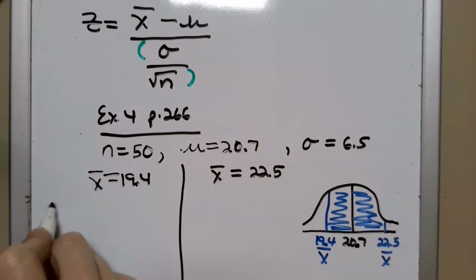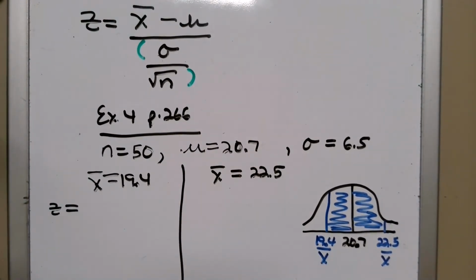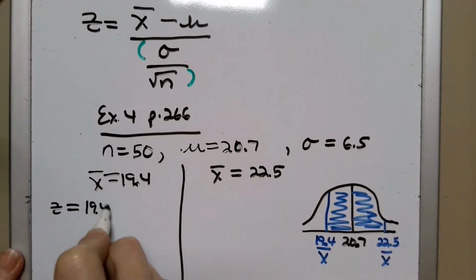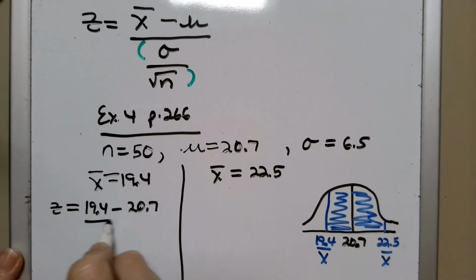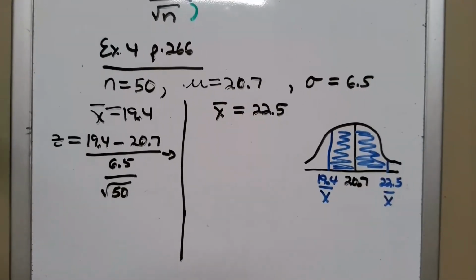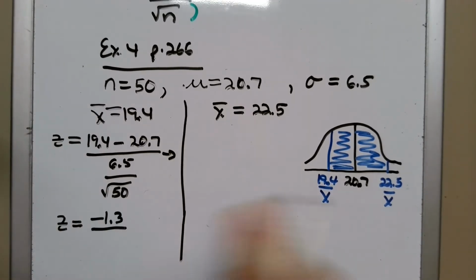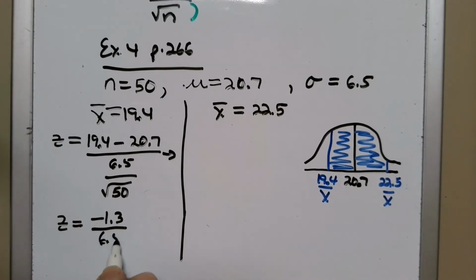So we're going to start with x bar is 19.4. That should have a negative z-score because we're to the left of the mean. So x bar 19.4 minus the population mean mu 20.7 over sigma 6.5 over the square root of the sample size 50. So this again is a complicated calculation that you have to be able to do in your calculator here. So first thing you want to do is subtract 19.4 minus 20.7, which is going to give you negative 1.3, and the z-score is going to be negative, over 6.5 over the square root of 50.